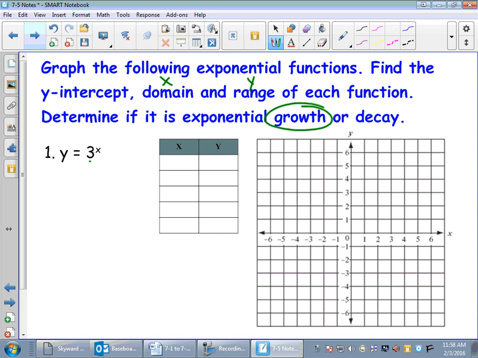So we're just going to plug in points for the x value. We can use our calculator to figure it out. And then we're just going to plot those points. So I'm going to kind of plot as I go. So I'm going to plug in x is 0.